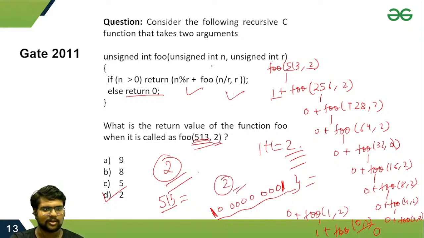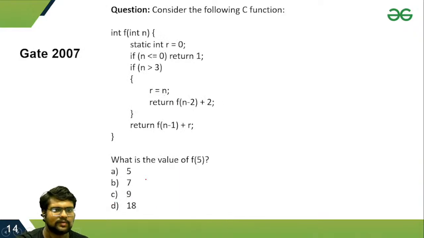So this is just an observation because we are taking remainder and we are calling it with the division. Yeah. So it is computing the number of set bits in the number. So this code. Hence the answer is 2. Okay. So let's do one more question.